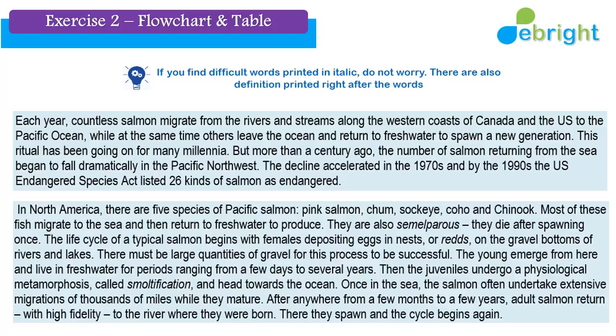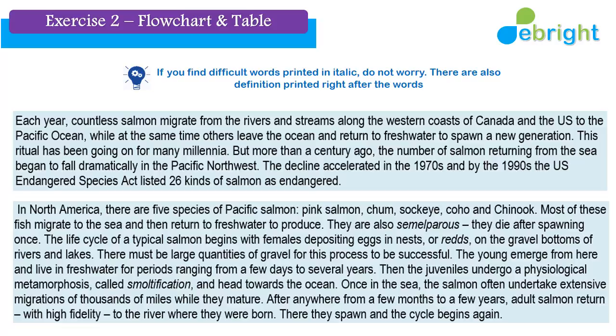Each year, countless salmon migrate from the rivers and streams along the western coast of Canada and the US to the Pacific Ocean, while at the same time others leave the ocean and return to fresh water to spawn a new generation. This ritual has been going on for many millennia. But more than a century ago, the number of salmon returning from the sea began to fall dramatically in the Pacific Northwest. The decline accelerated in the 1970s, and by the 1990s, the U.S. Endangered Species Act listed 26 kinds of salmon as endangered.